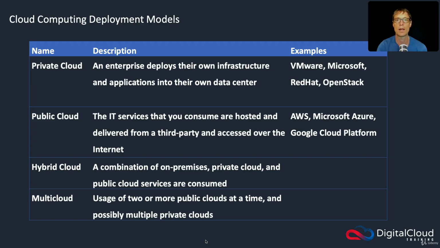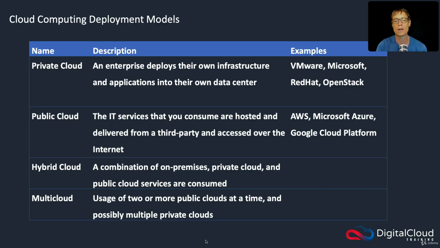We've then got public cloud. So in this case, you're consuming services that are provided by a third party and typically accessed over the internet, but you can also use private connections. So examples would be Amazon Web Services, Microsoft Azure, you've got Google Cloud Platform, and there are others as well.